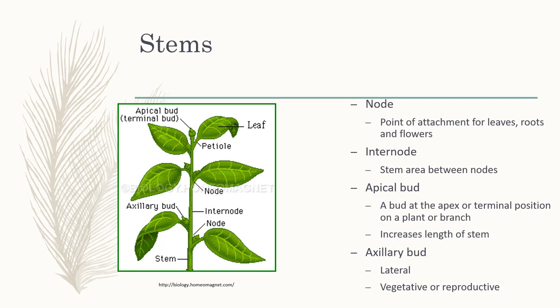An apical bud is the bud at the terminal position on a plant or a branch. It increases the length of the stem. And the axillary bud is a lateral bud, and you can see it's at the base of that leaf, and it can be vegetative or reproductive.